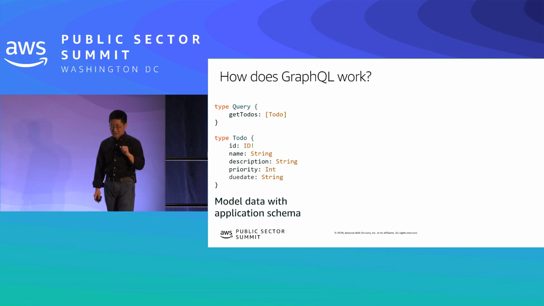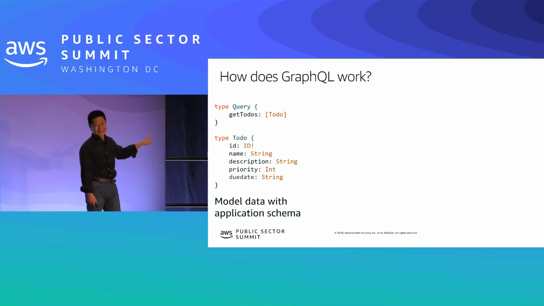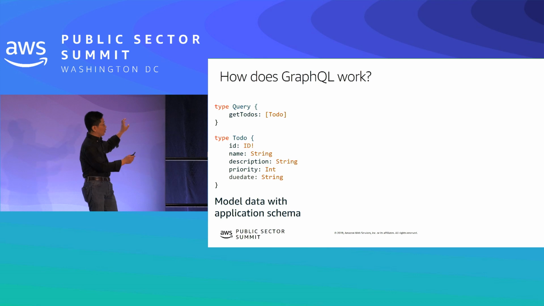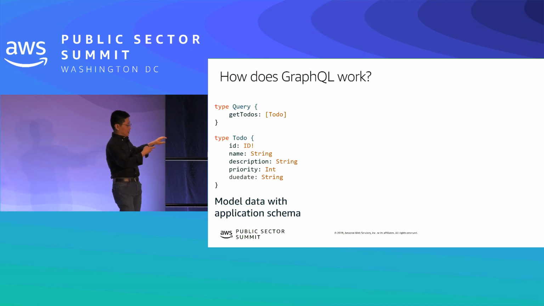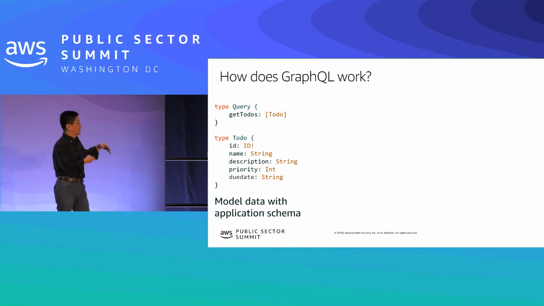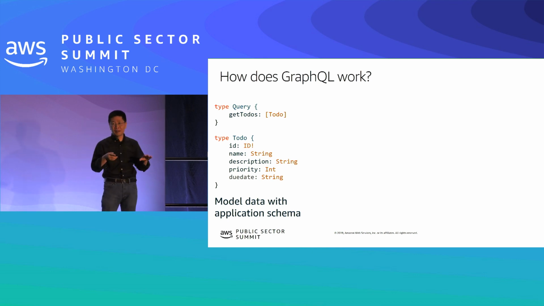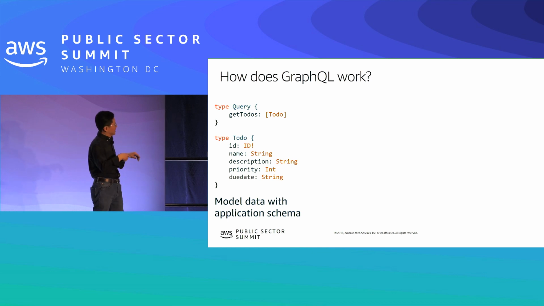So how does it work? First, you have to define something called a schema. GraphQL has something called SDL, Schema Definition Language. So you define all the types. In this example, I have a to-do list. Then it could be string, integer, and if it has an exclamation mark, it means it's required, cannot be null. You can have a type to aggregate them together, associated with the types you defined.